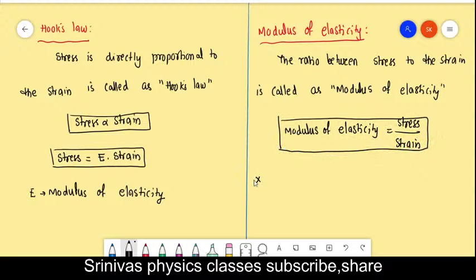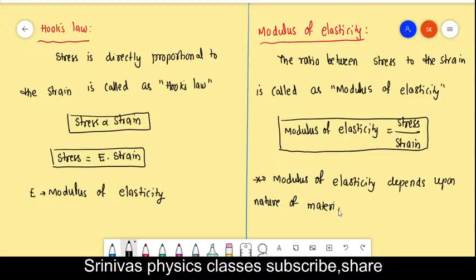Now, what is the unit of the modulus of elasticity? Anyone can write the unit of the modulus of elasticity. The modulus of elasticity depends upon the nature of the material. Different materials have different moduli of elasticity.